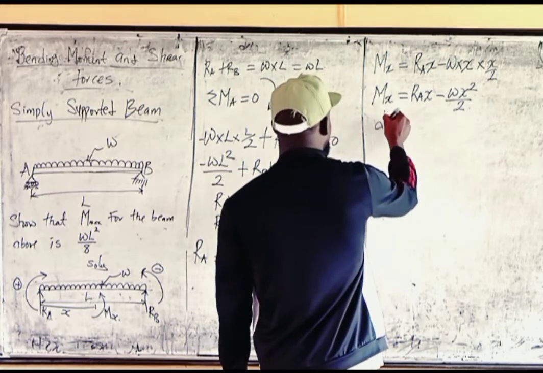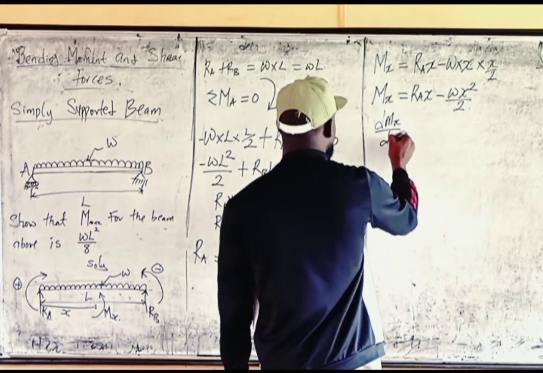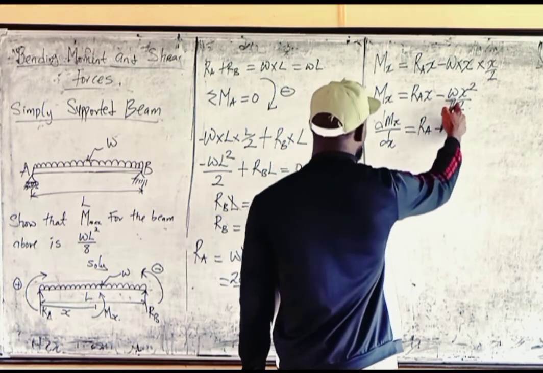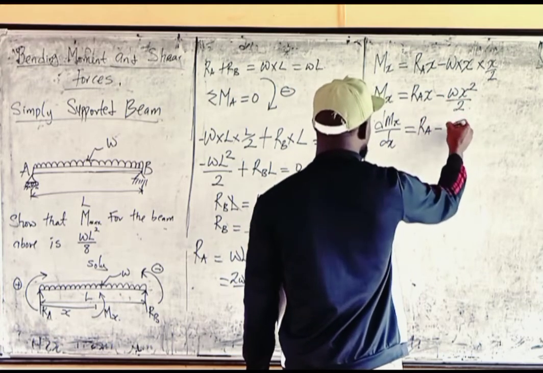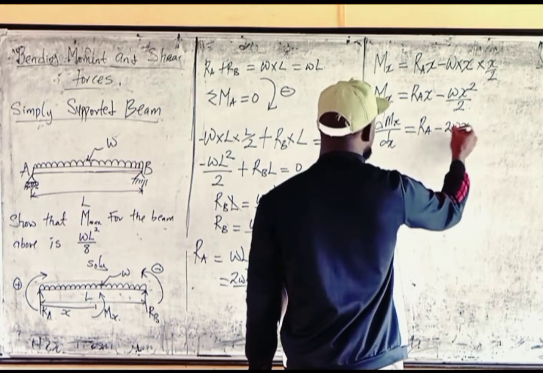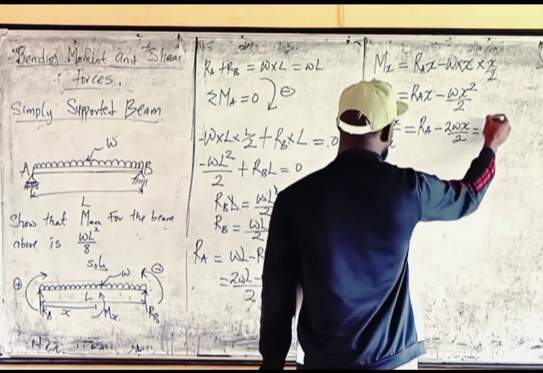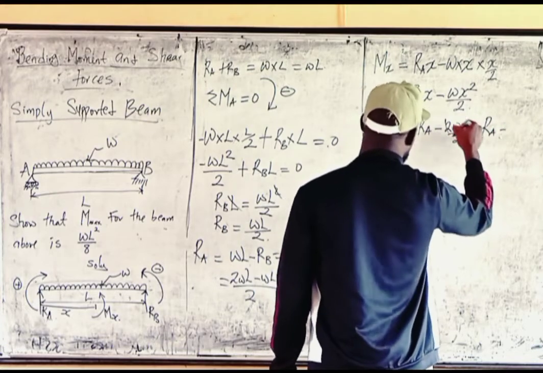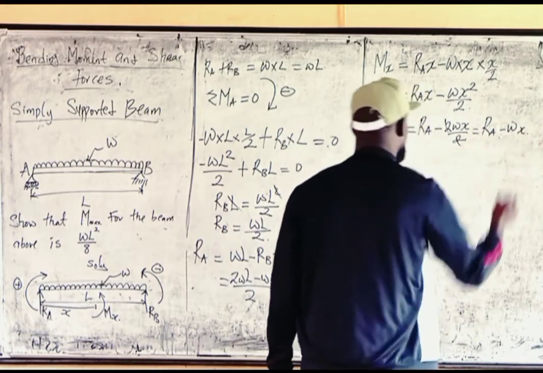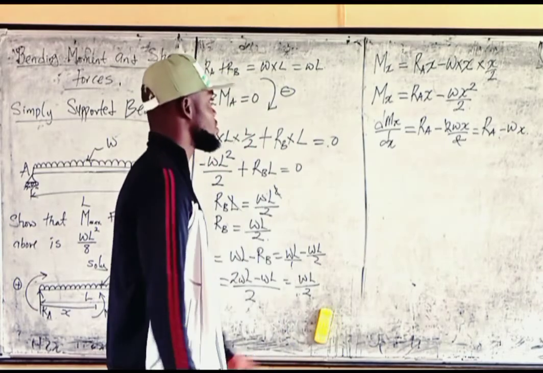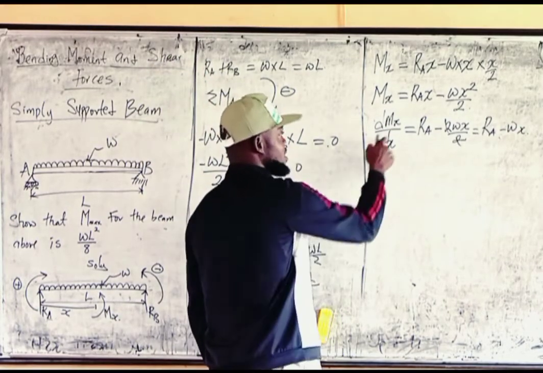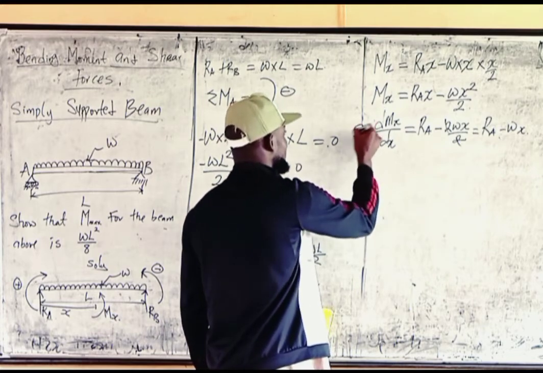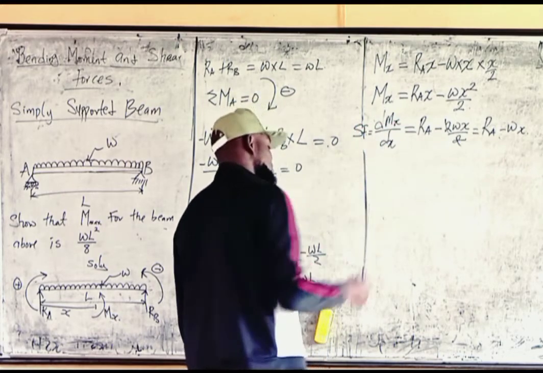So dM(x)/dx will be equal to, differentiate this one. I'm going to have R_A. Differentiate this one, I'm going to have this times this, that will be 2wx over 2. That will be R_A minus wx. That's what I'm going to have. So this is called shear force, because we have differentiated the moment.